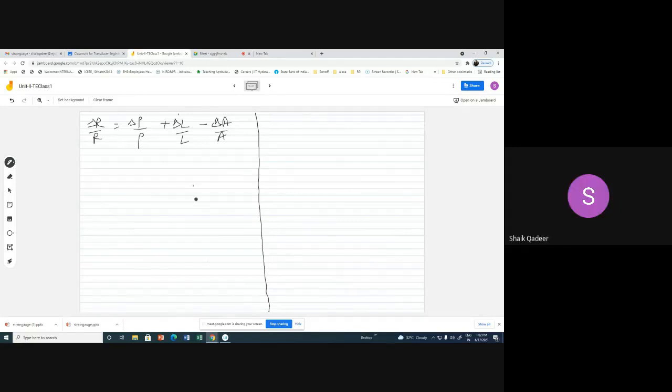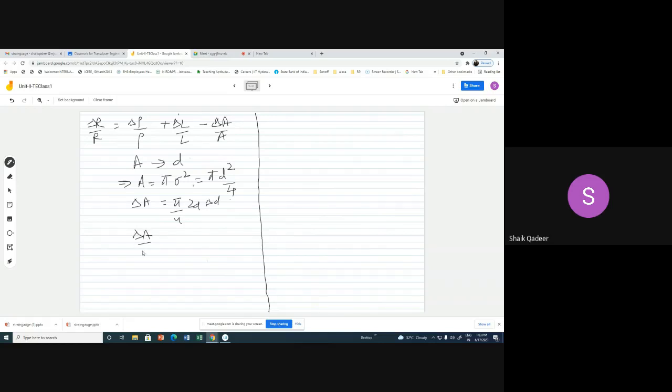Okay sir. Delta R by R is equal to delta rho by rho, delta L by L, delta A by A. Convert this area into diameter. In order to convert this, first write the formula for area. You know that the area of a circular wire is pi r square. So if you differentiate this, in terms of d we can write pi d square by 4. So delta A will be pi by 4 into 2d delta d, right?